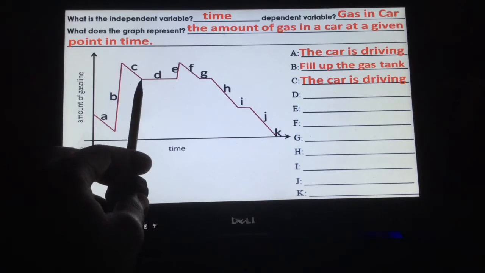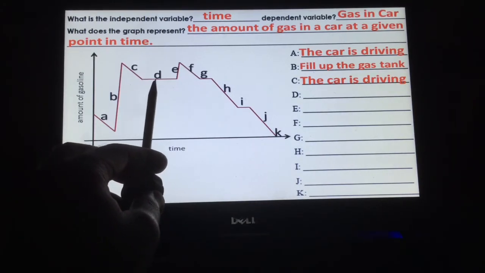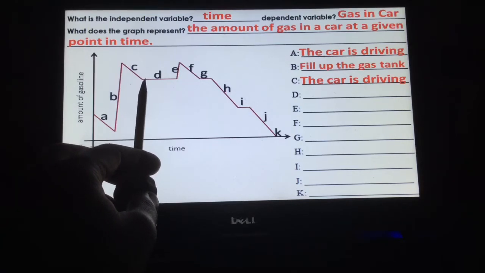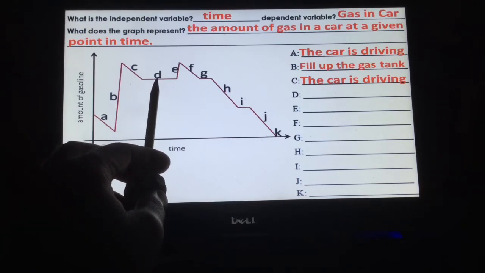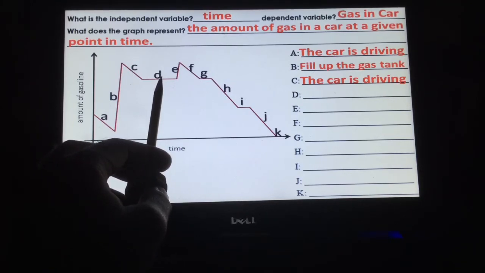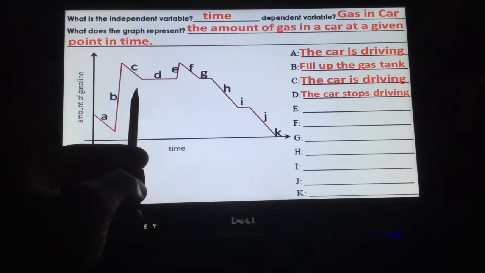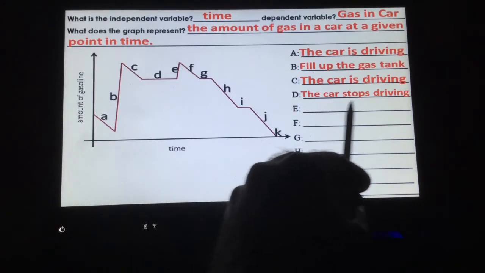But then right here, you see that nothing is happening. Nothing is happening at all. So there's no gas increasing and no gas decreasing. So how could the gas not be increasing or decreasing? Well, if the car is parked and it's not moving at all, then it wouldn't be wasting gas. So that's what I put down here for D.